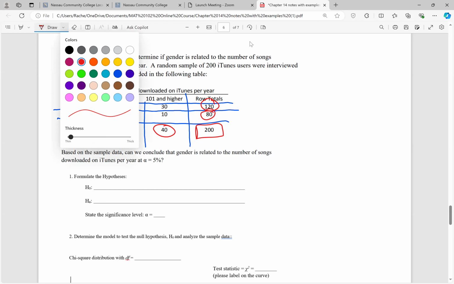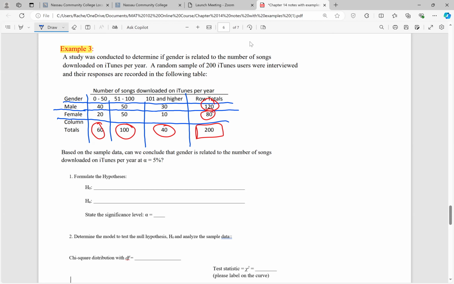So let me just go back to blue. The question is, based on the sample data, can we conclude that gender is related to the number of songs downloaded on iTunes per year at alpha equals 5%? In other words, is there a relationship between a person's gender and how many songs they download on iTunes per year? So the first step is that we have to formulate the hypotheses.